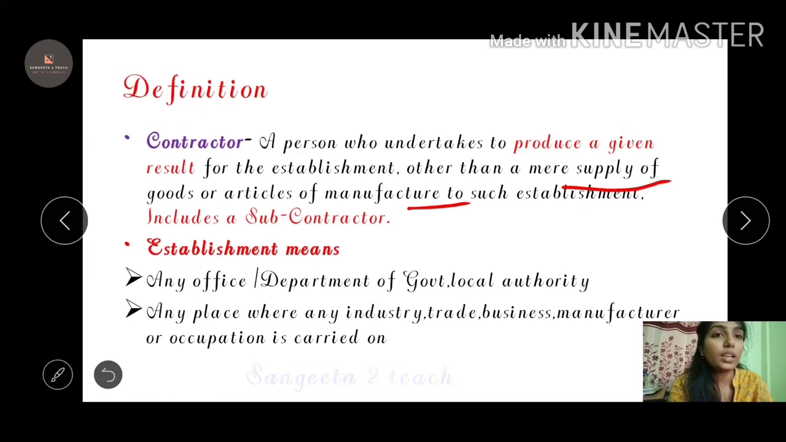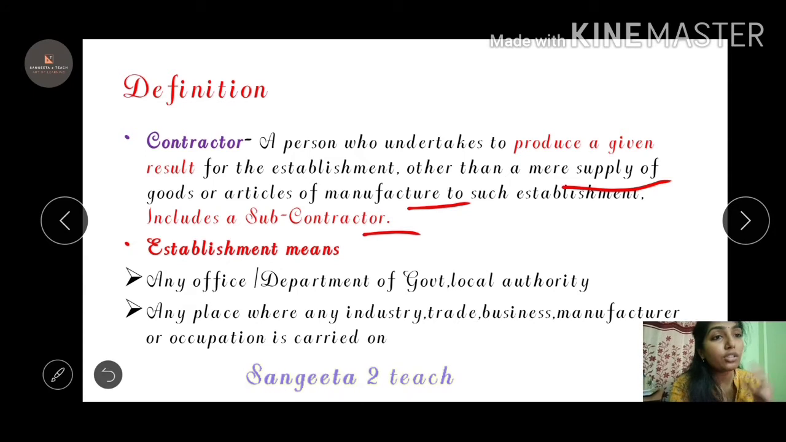It includes the subcontractor. There was a question in UGC NET asking which of the following does not fall under the definition of contractor. I'll give you the options. See, the first option: a person who produces a given result. The second option: he includes himself in supply of articles and manufacturing establishment.